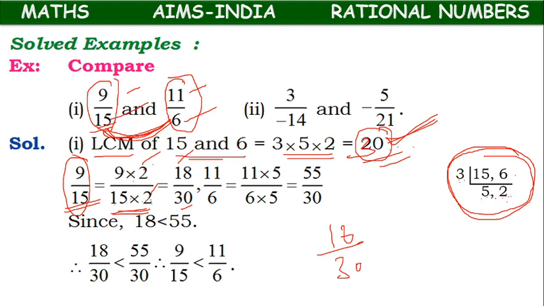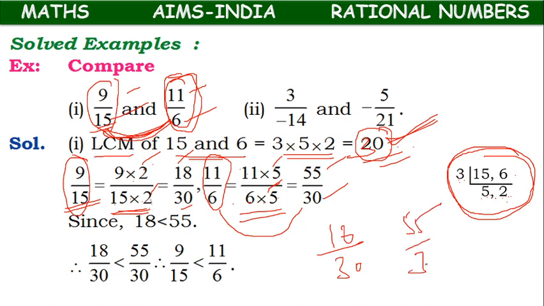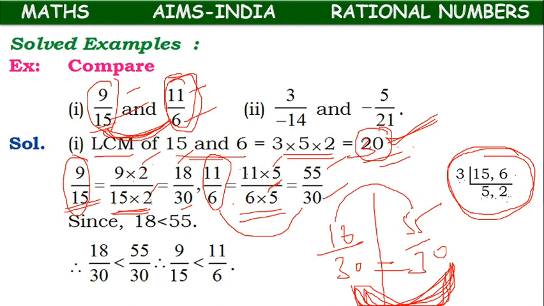So what is the second rational number? 11 by 6. 11 by 6 they have given. We want to make it 30. How can we make it 30? By multiplying with 5. So 11 5 times, 6 5 times. 11 5 times 55, 6 5 times 30. So what rational number did we get, children? 55 by 30. Now these two are the rational numbers with the LCM as common denominator. Now denominators are equal. We can compare the numerators.